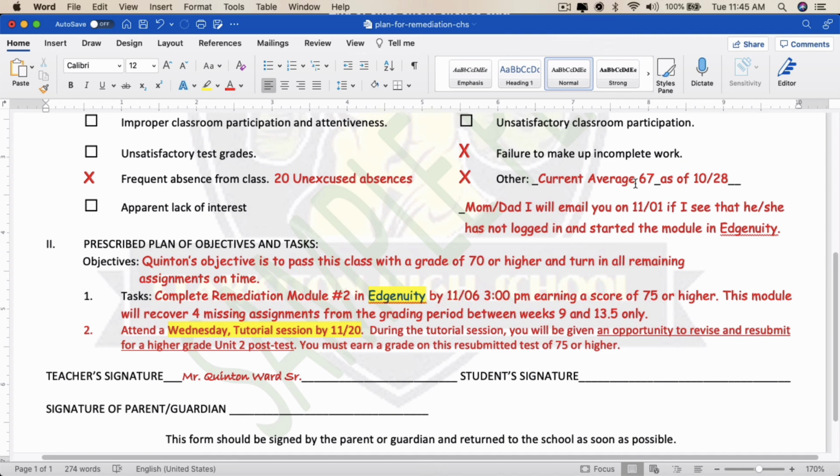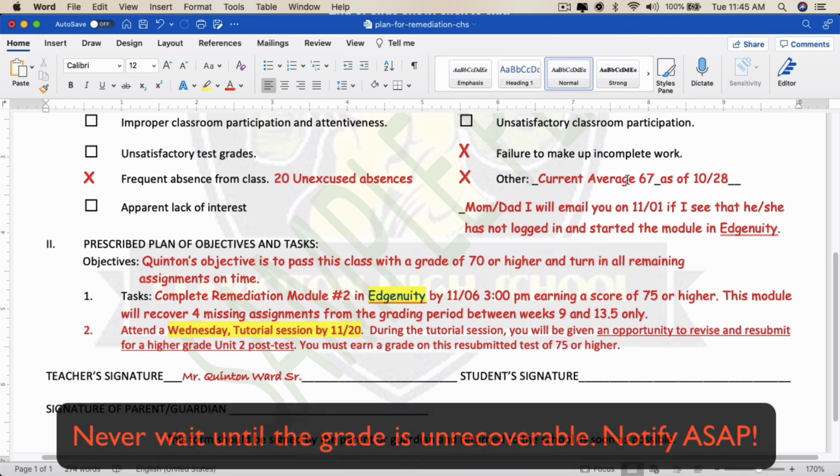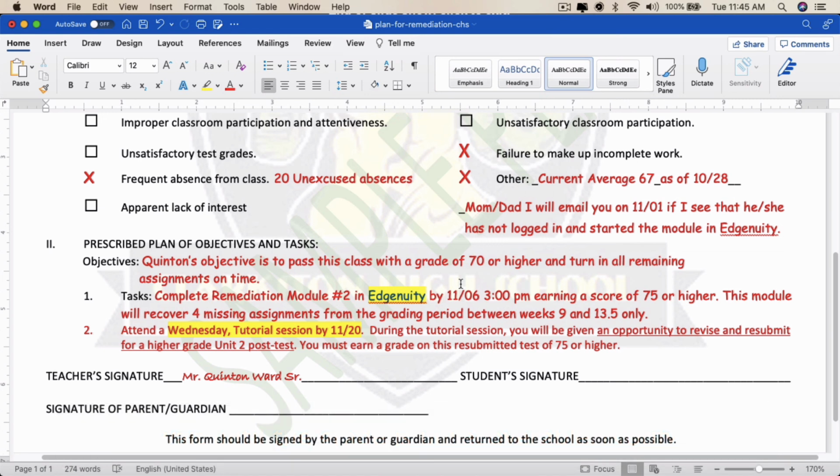Success is defined as a grade of 70 or higher, or, if the student had a grade of 74 at the time of the deficiency notice, then the grade should be higher than a 74 by the end of the course, if the child abides by what you have written.